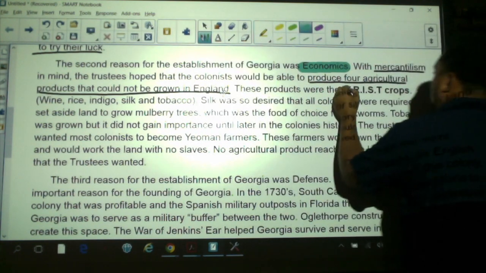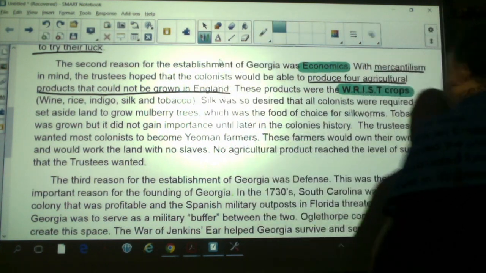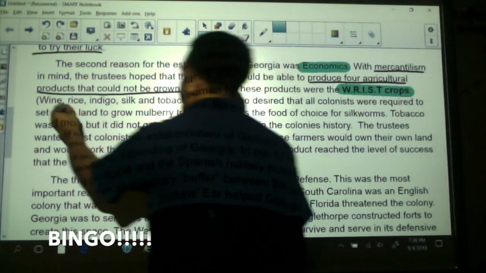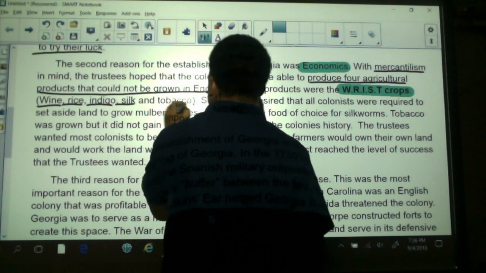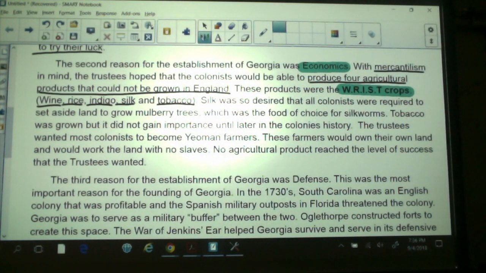I'm going to highlight the crops so we can figure out what they are. So it says wine, rice, indigo, silk, tobacco. Bam, I already figured it out. Wine, rice, indigo, silk, and tobacco. Okay? Silk was so desired that all colonies were required to set aside land to grow mulberry trees, which was the food of choice for silkworms.